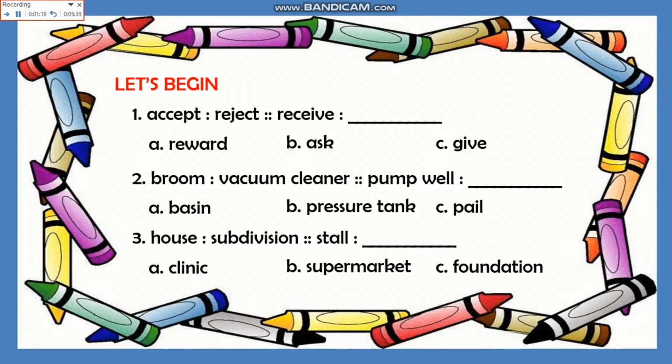So let's see. For the first slide, we have number one, accept is to reject, as receive is to blank. We have the choices: reward, ask, or give. Number two, broom is to vacuum cleaner, as pump well is to blank. A, basin, B, pressure tank, C, pail. Three, house is to subdivision, as stall is to blank. A, clinic, B, supermarket, C, foundation.